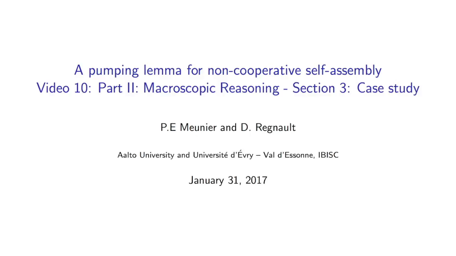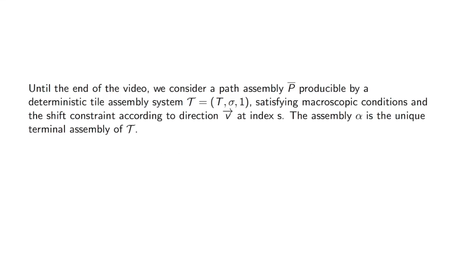This is video 10, untitled case study. Along this video, we consider a deterministic tile assembly system T and a path assembly P which satisfies macroscopic conditions in the shift constraints for index S according to vector V. The assembly alpha is the unique terminal assembly of the tile assembly system T.